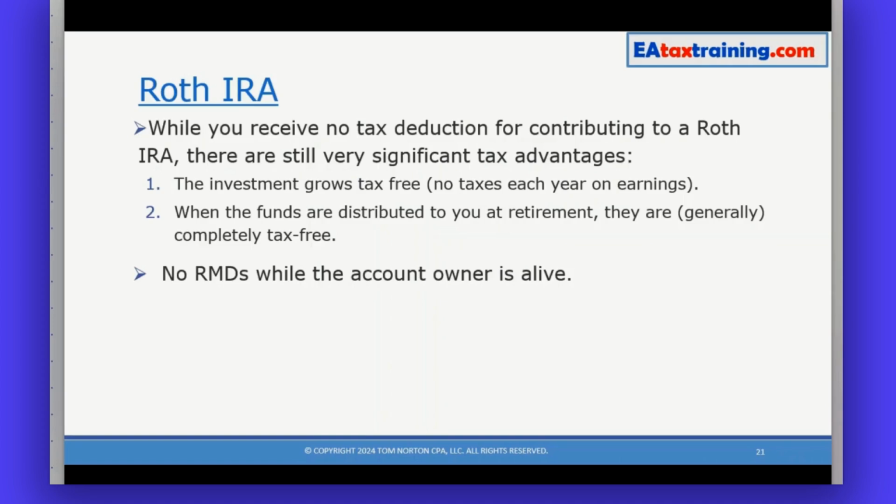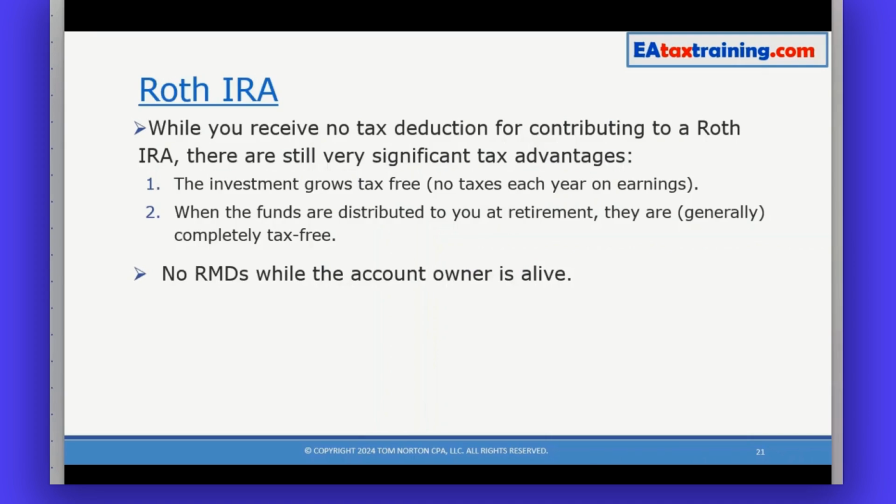They are completely tax-free. So the amounts you contributed, of course, are tax-free because you did not get a deduction for them, but also the earnings are tax-free. So that's the big benefit of a Roth IRA. Because none of it is taxable, there are no required minimum distributions while the account owner is alive. Once they die, that's different.